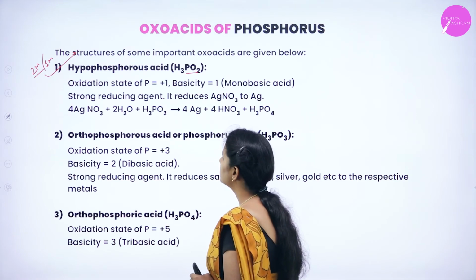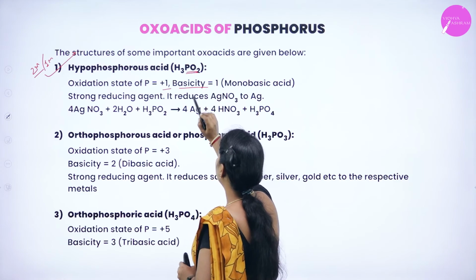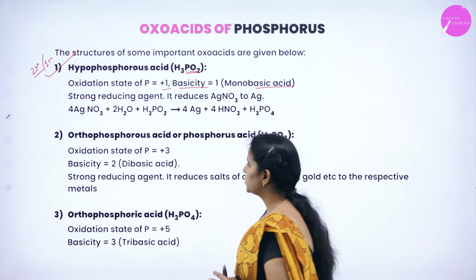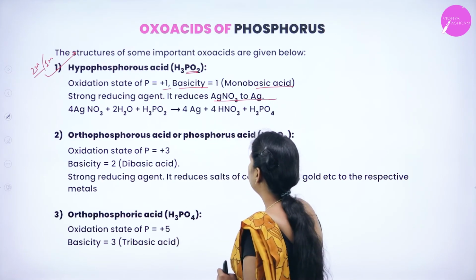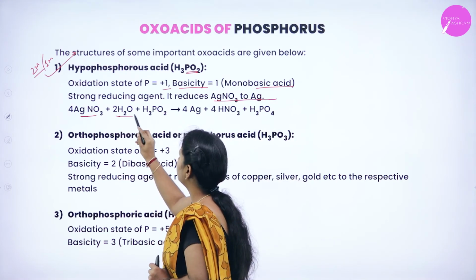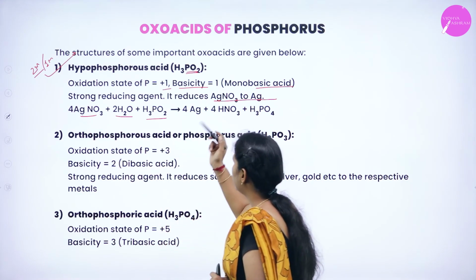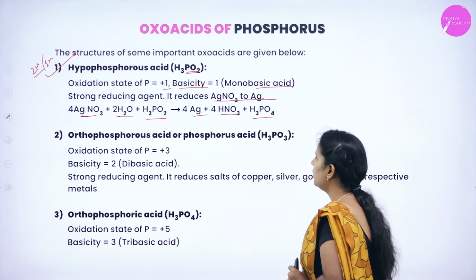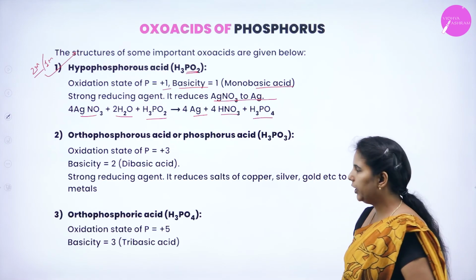The oxidation state of phosphorus in hypophosphorous acid is +1, and basically it is a monobasic acid. Generally it is a strong reducing agent and it reduces silver nitrate to silver. You can see this reaction: silver nitrate is allowed to react with water and hypophosphorous acid. It reduces the silver nitrate into silver, where HNO3 is formed along with H3PO4, which is nothing but orthophosphoric acid.